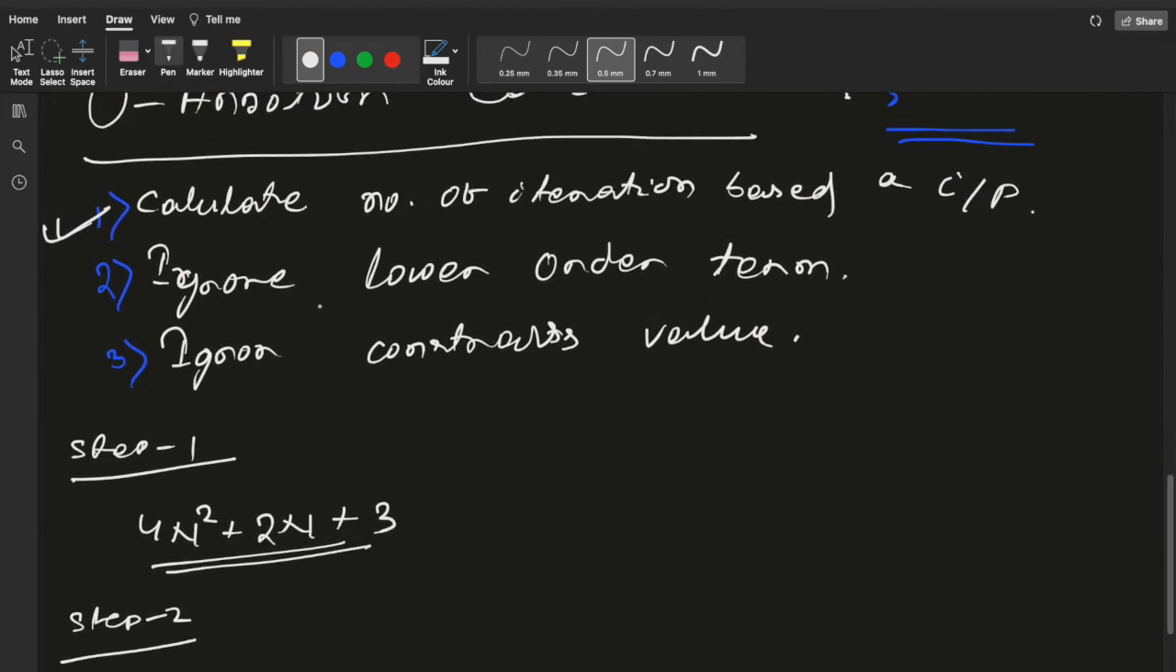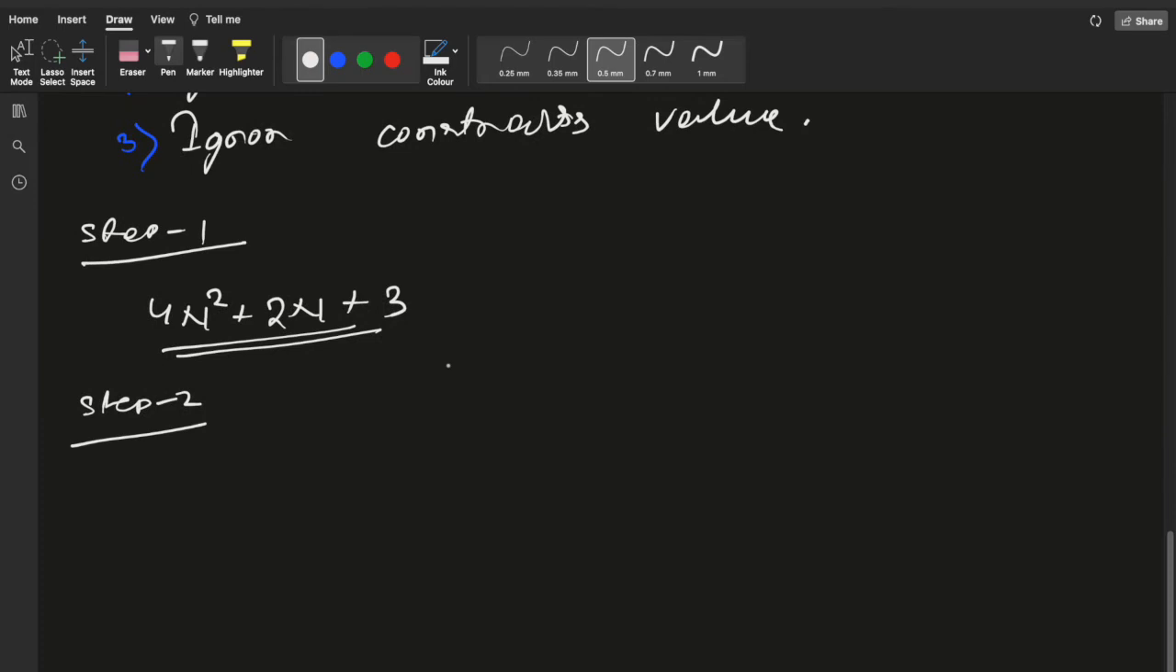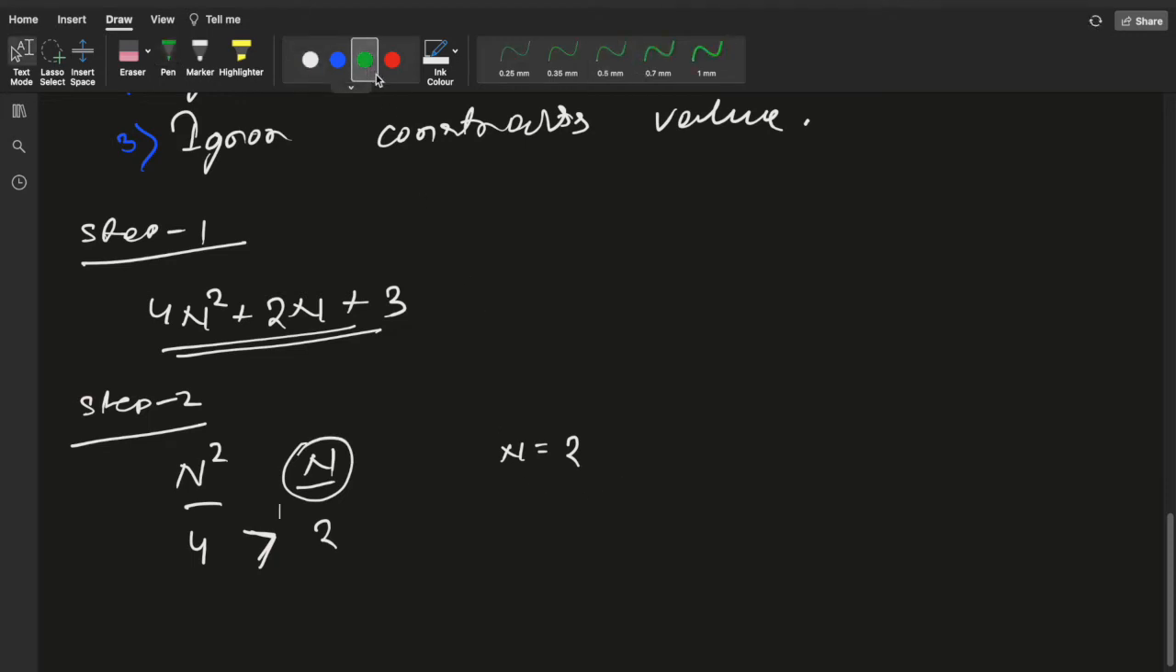In step two, we need to ignore the lower order term. What is the lower order term? From this equation, the terms we have are n square and n. Now let's say the n value is 2. Then n square is 4 and n is 2. So obviously n square is greater than n, so we need to ignore this one. Finally our equation will become 4n square plus 3.